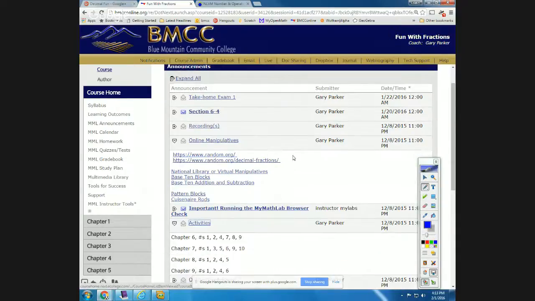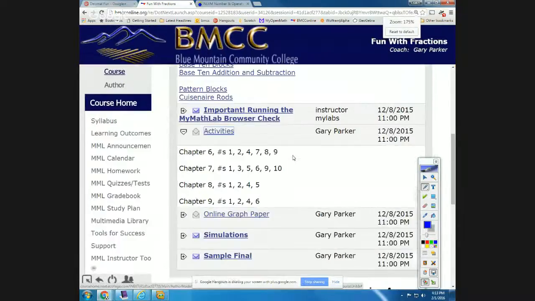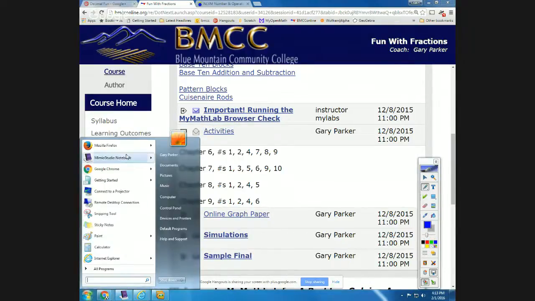Okay, so let's see. Activities here on the home page. Let me blow that up. So we're in chapter 7, and the ones I wanted you to do are 1, 3, 5, 6, 9, and 10. Let's take a quick look at those. I have them somewhere here on the computer.